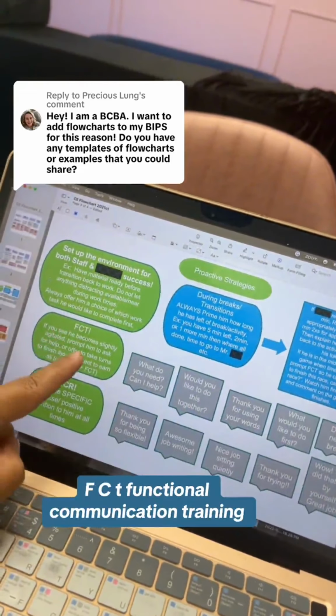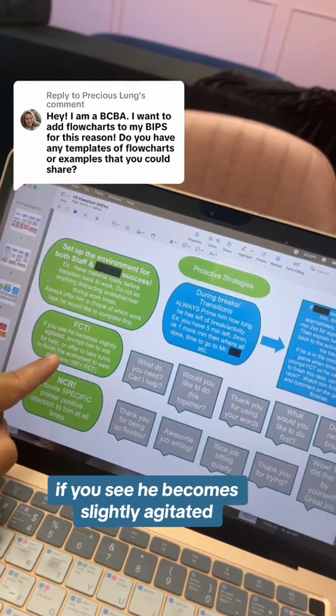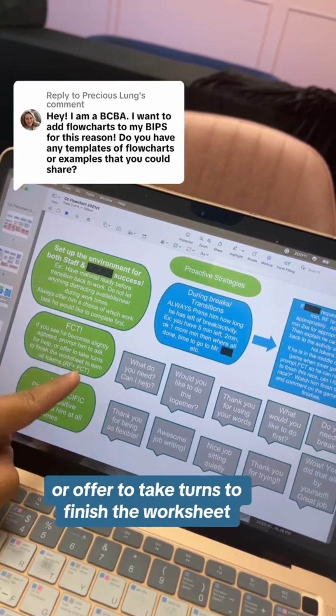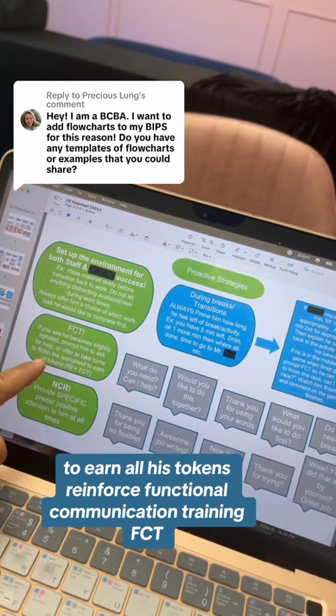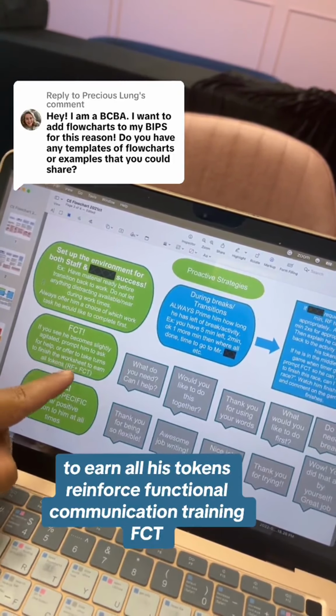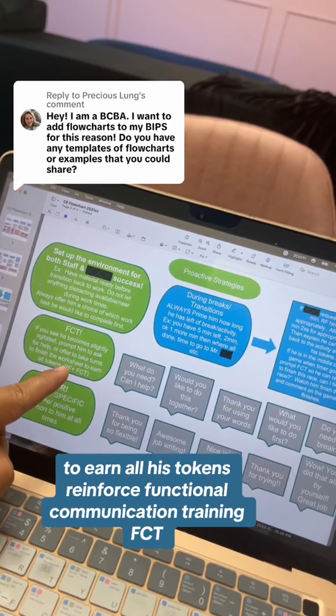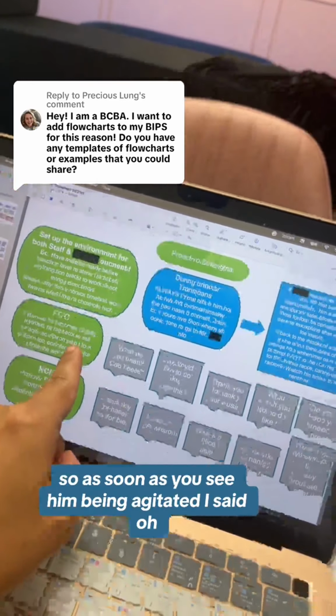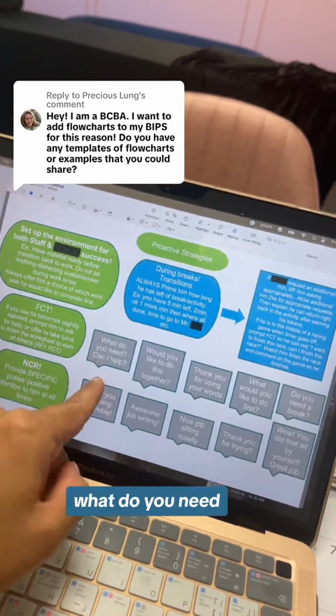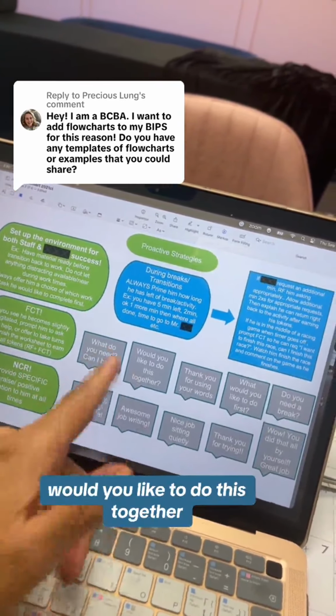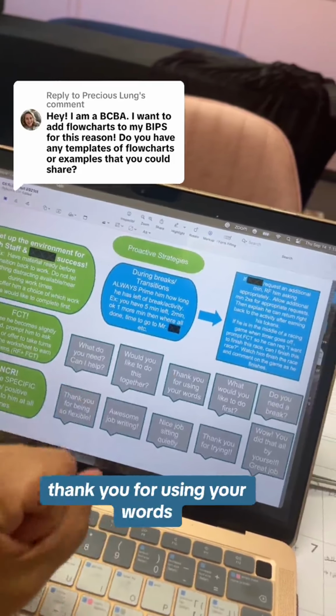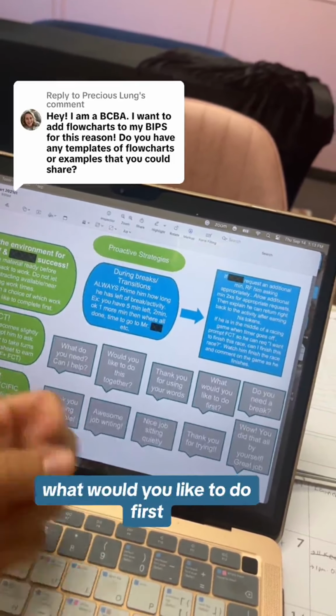FCT, functional communication training. If you see he becomes slightly agitated, prompt him to ask for help or offer to take turns to finish the worksheet to earn all his tokens. Reinforce functional communication training, FCT. So as soon as you see him being agitated, I said, what do you need? Can I help you? What do you like? Would you like to do this together? Thank you for using your words. What would you like to do first? Do you need a break?